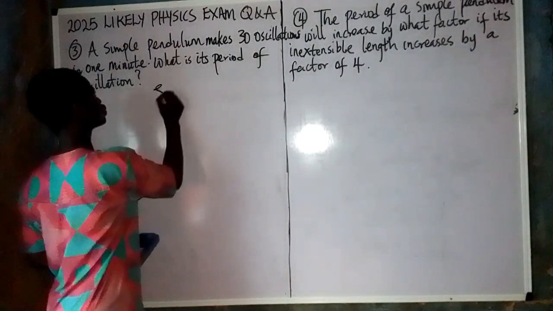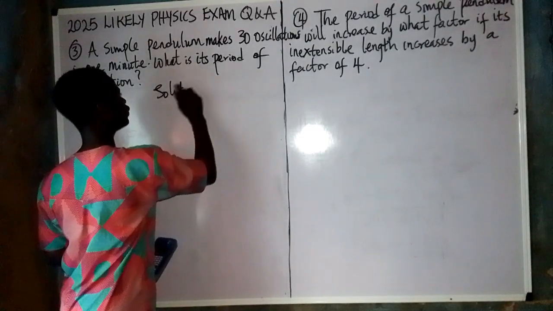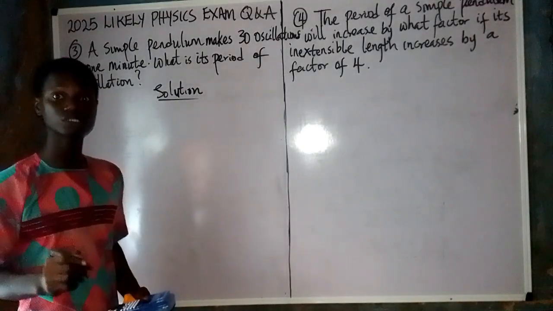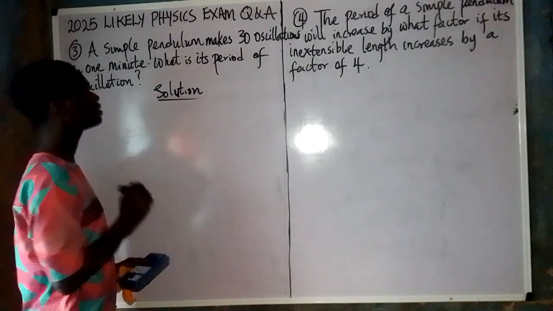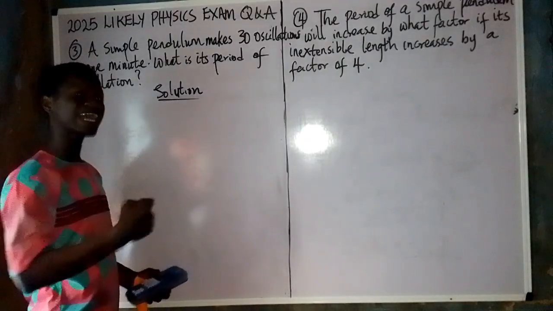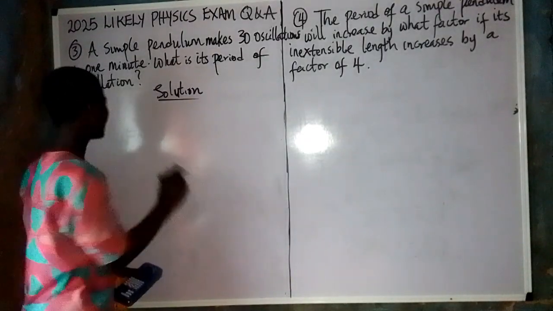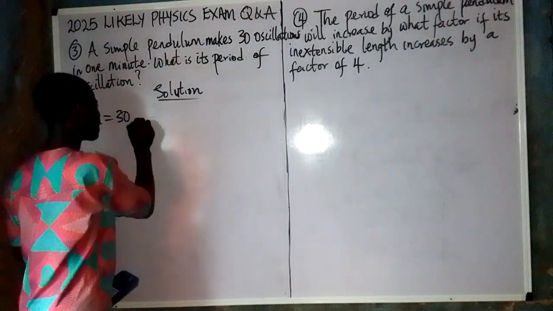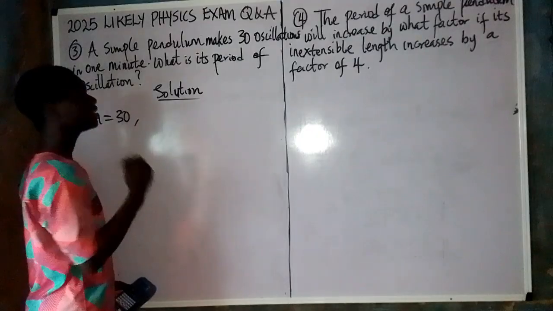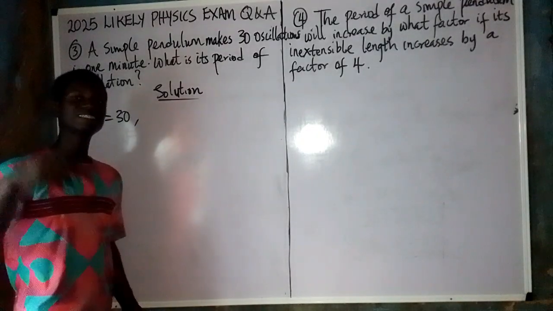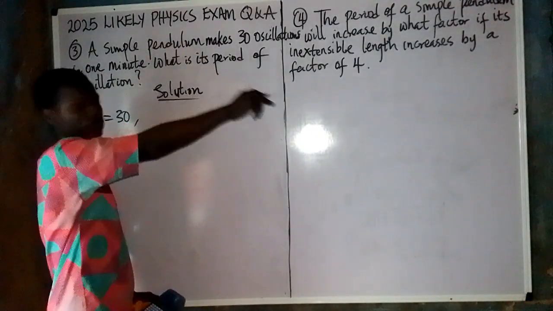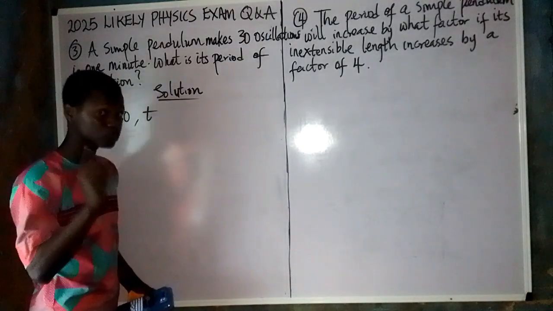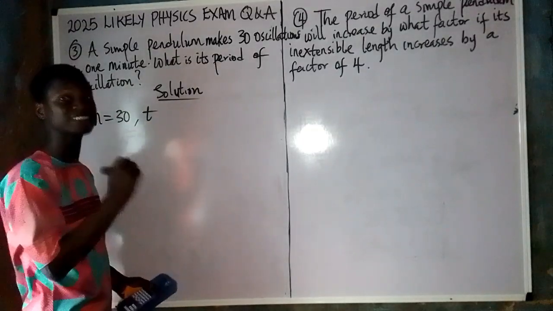So, solution. Like I said, when you are given a question in physics, the first thing to do is to write out all that was given in the question. Okay? So we go again. A simple pendulum makes 30 oscillations. So our n in this question is what? 30. Good. Then I said in 1 minute. That is the time it takes for the pendulum to make 30 oscillations. So we'll say small t, not big T, because that's the time taken.